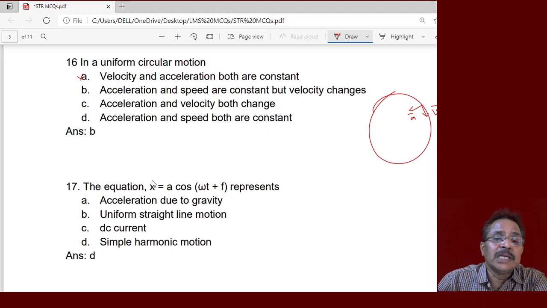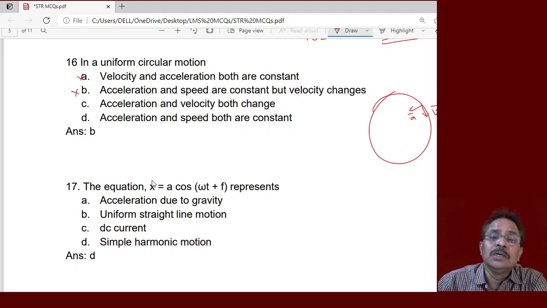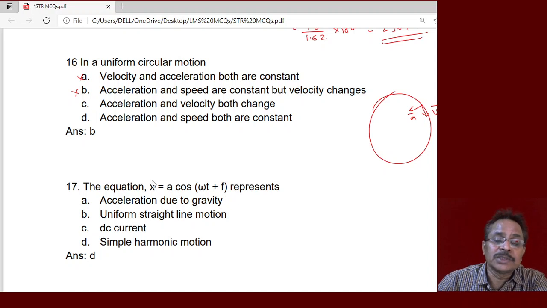Then acceleration and speed are constant, but velocity changes. This is also not true. Both of them go on changing. Neither velocity nor acceleration alone. Acceleration and velocity both change. Then acceleration and speed both are constant. So this is also not correct. So the correct answer of this question is that velocity and acceleration both are constant.